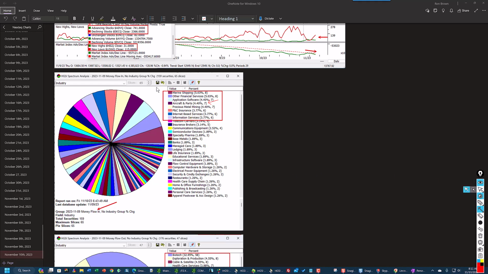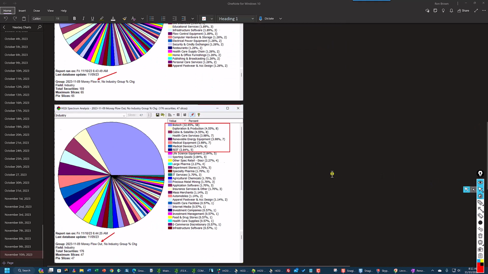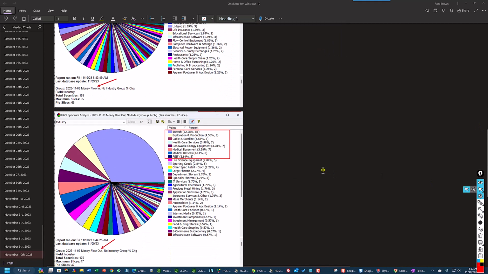You can read this yourself, but you can see these were the dominant groups. Now when I move down to the money flow out, it was dominated by biotech, obviously. And oil stocks were down a little bit. Oil's been pulling back this morning. It looks like it's up over 1%, 1.25, so we may see some money flowing into exploration and production stocks today.